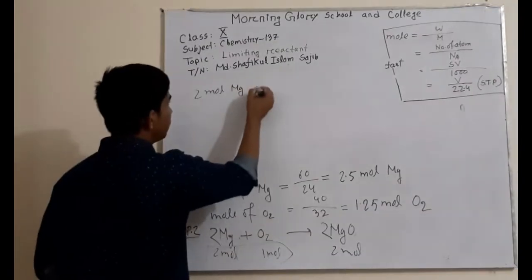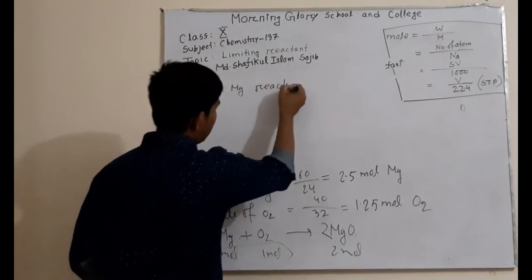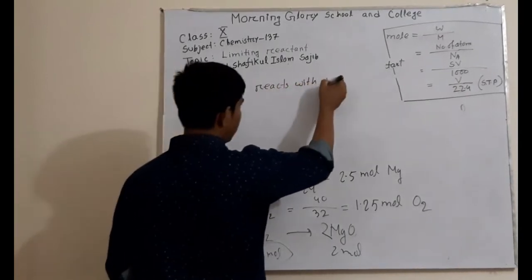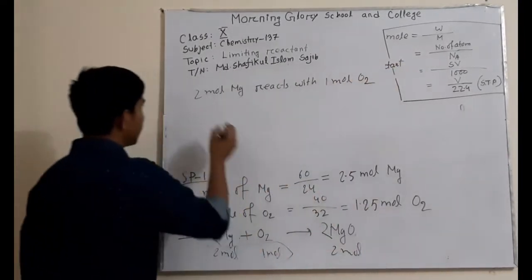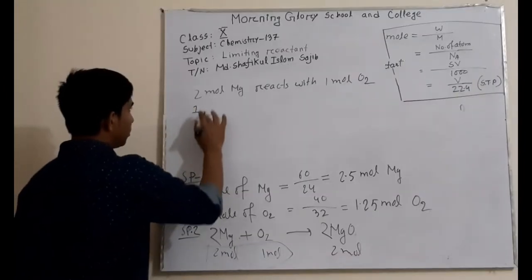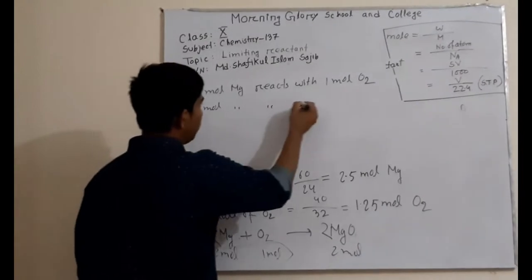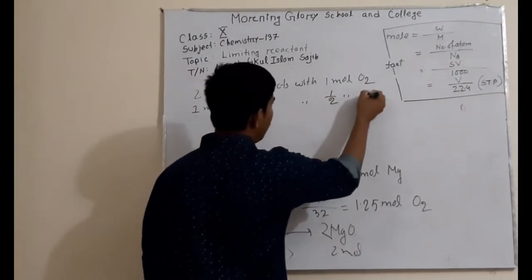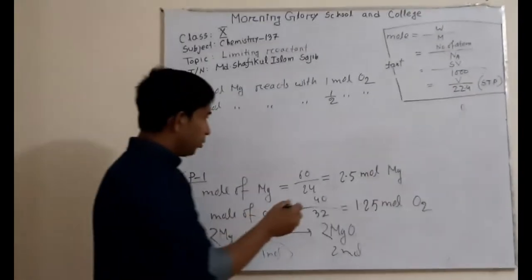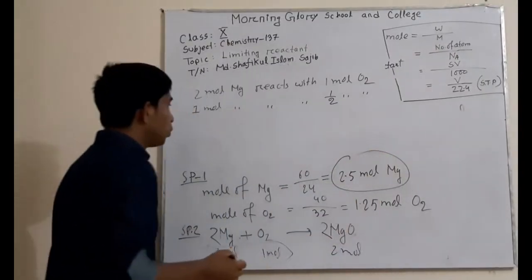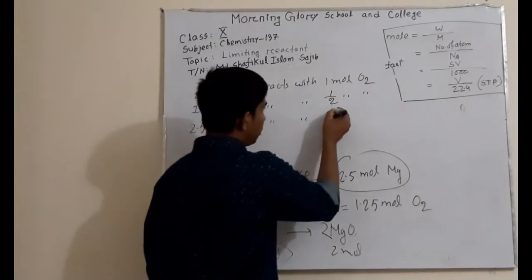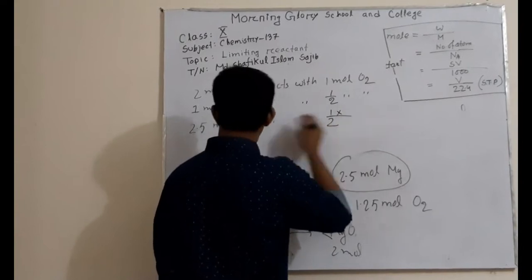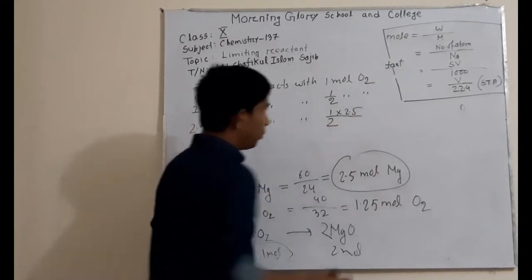2 mole magnesium reacts with 1 mole oxygen. Then 1 mole magnesium reacts with 1 by 2 mole oxygen. Now our magnesium provided is 2.5 mole. So 2.5 mole magnesium reacts with 1 by 2 into 2.5.